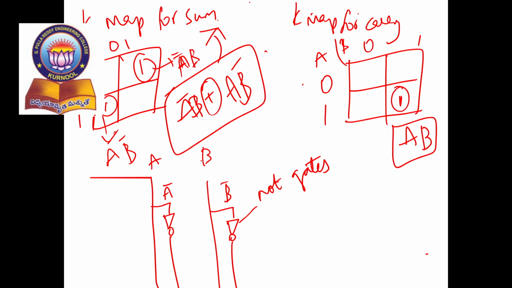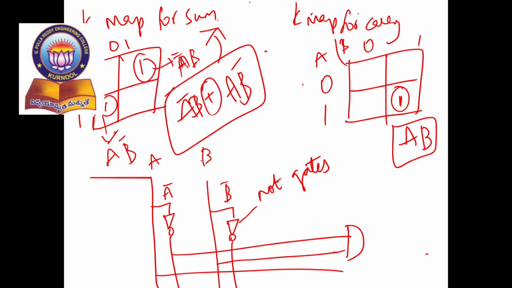So now map for sum, that is A bar B, A bar, and draw the gate, A B bar, A and B bar. This is the gate here. So this is the sum and this is output Y. So in this way we can draw the logic diagram for sum. In the same way we can also draw the logic diagram for the carry also.